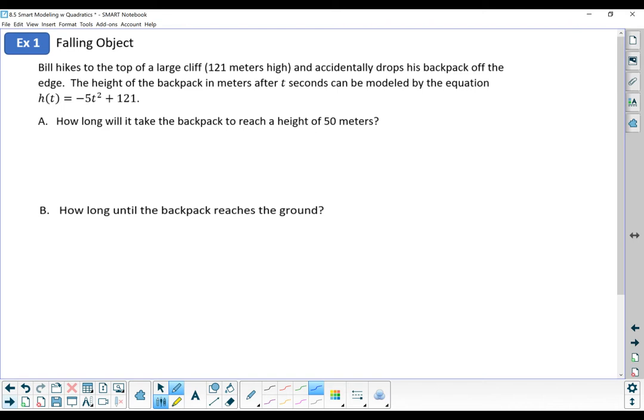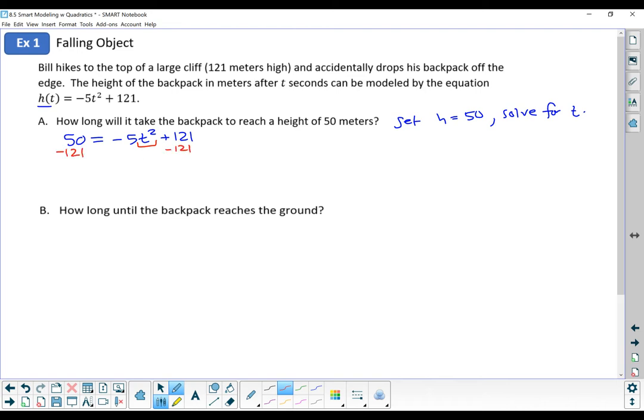So we want the height in the equation to be 50 meters, and height goes right here. So we're going to set h equal to 50 and solve for time. So 50 equals negative 5t squared plus 121. We can use a square root method to solve this. So I'm going to go ahead and try to isolate that t squared. And again, the reason I can use that square root method is because I don't have a t term. I just have a t squared in my equation. So we're going to get it by itself.